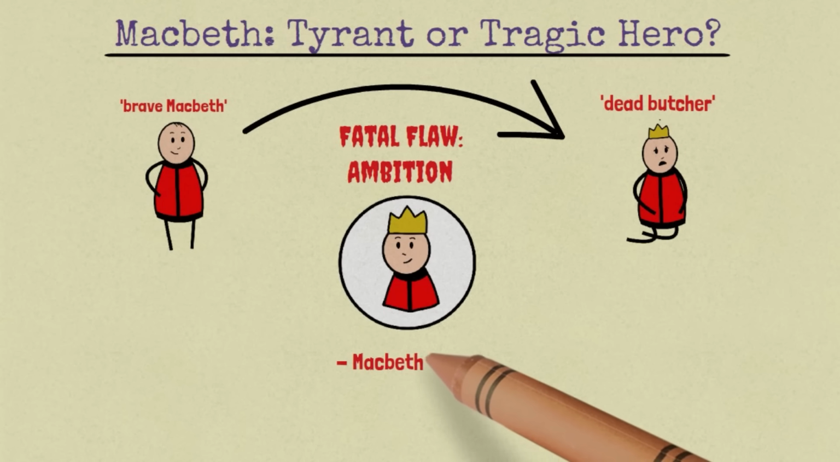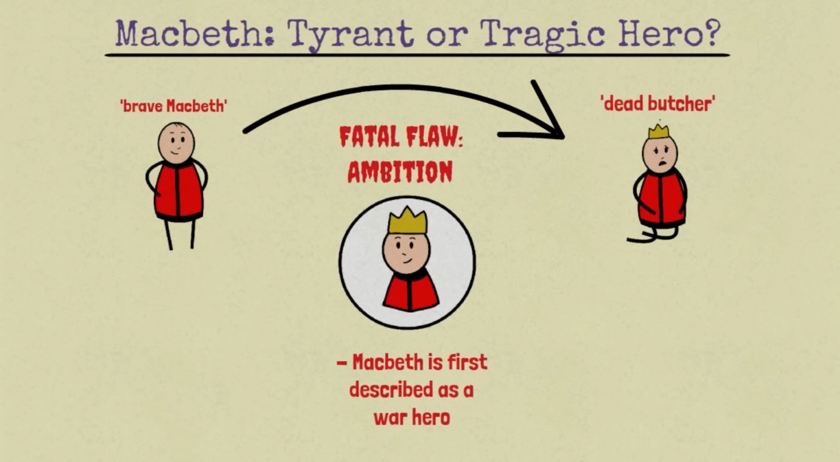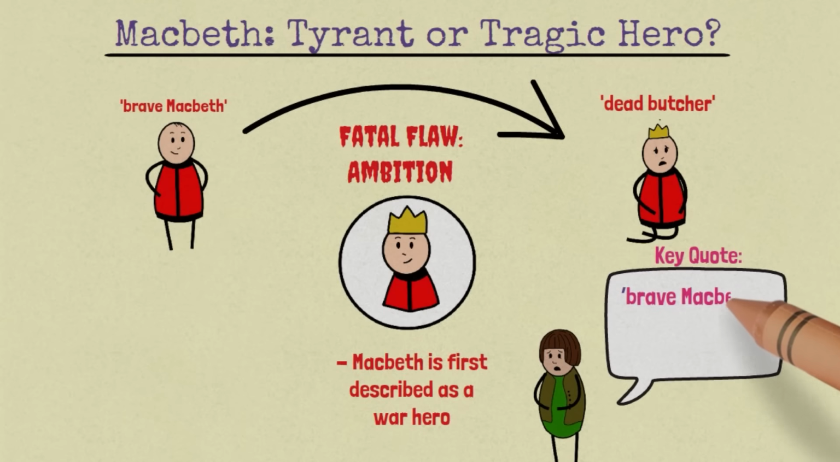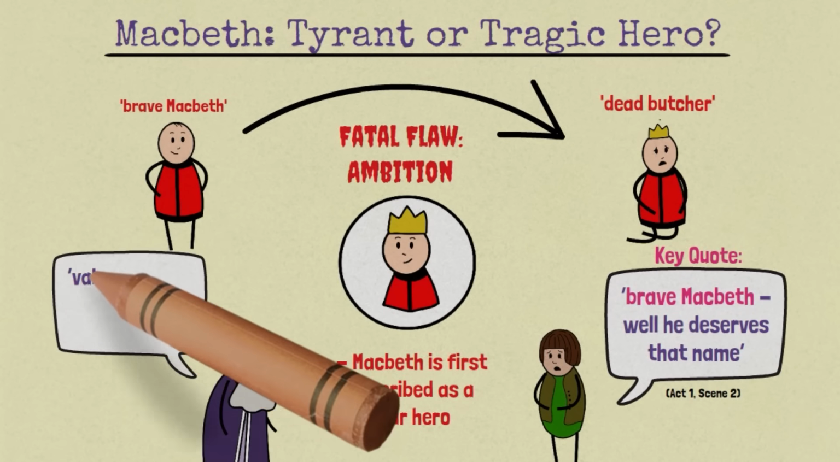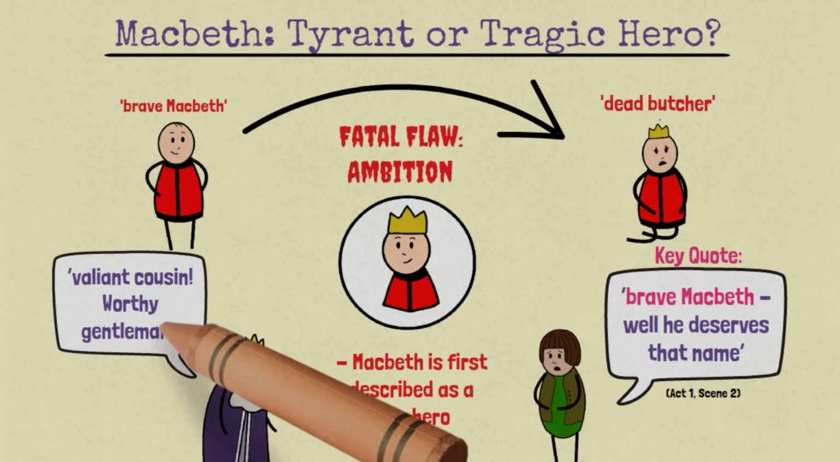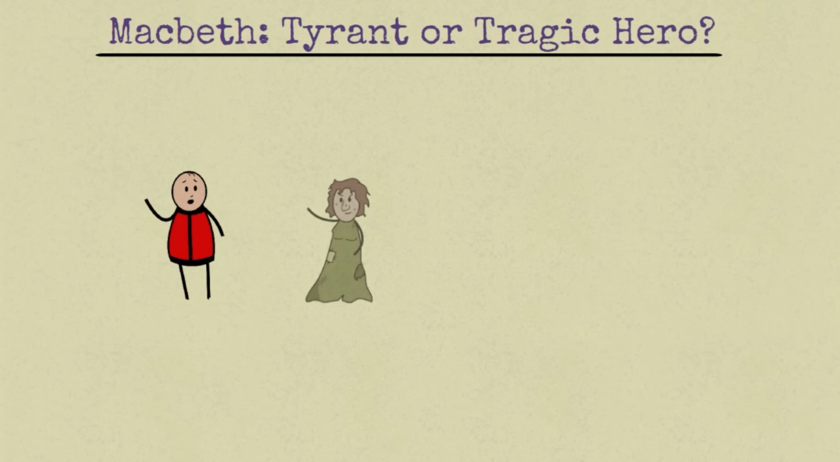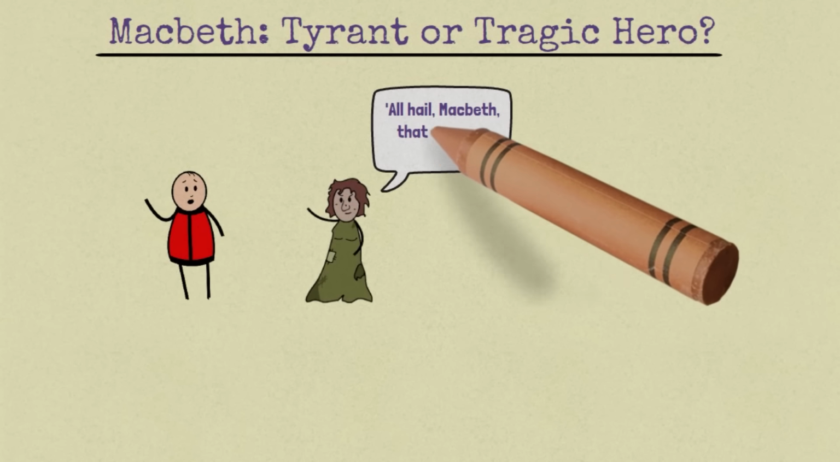When we first hear about Macbeth, he's described as a war hero. The captain calls him "Brave Macbeth." Well, he deserves that name. And the king refers to him as "valiant cousin, worthy gentleman." But everything changes when Macbeth meets the witches, who prophesy that he will be "king hereafter."